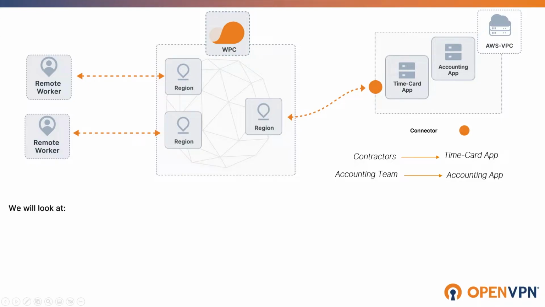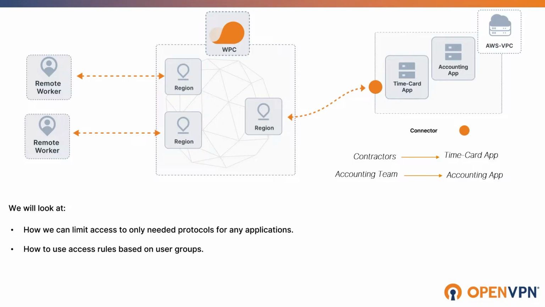We're going to look at how we can limit access to only needed protocols for any applications, and how to use access rules based on user groups. These user groups can be assigned in the OpenVPN Cloud Portal, or we can use LDAP or SAML and map the groups. We're going to use the local directory for the purpose of these demonstrations.